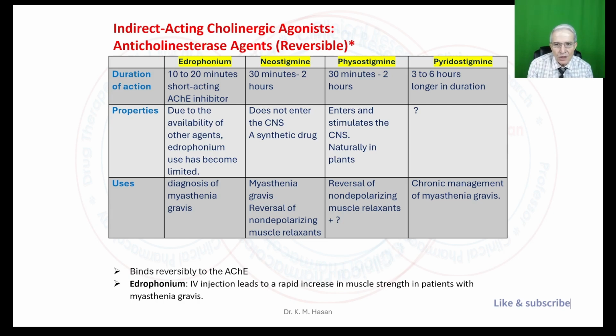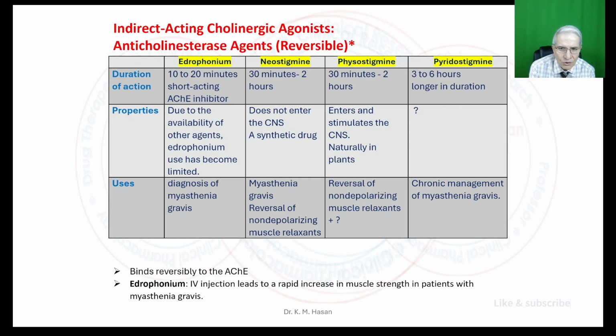This is a comparative table to compare between several types of reversible anticholinesterase, regarding duration of action, properties, and uses. It is a very important table, a very in-demand table. We need to differentiate between these agents and compare their clinical applications.